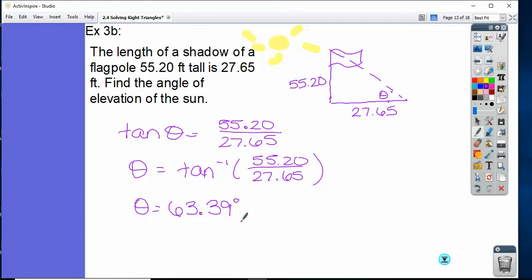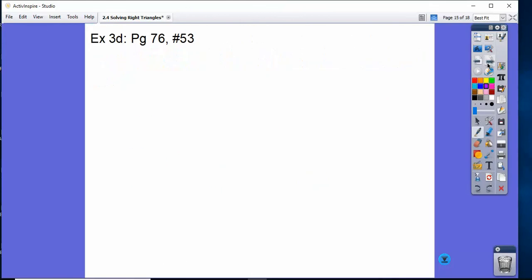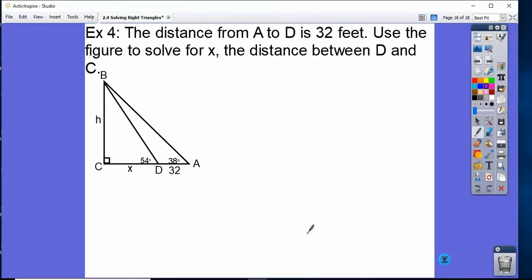I know I'm teaching most of the class, but I want to do one last type of problem, and then that's the last thing, okay? Look at this one. So I have given you this picture. From A to D is 32. We are looking for X here.